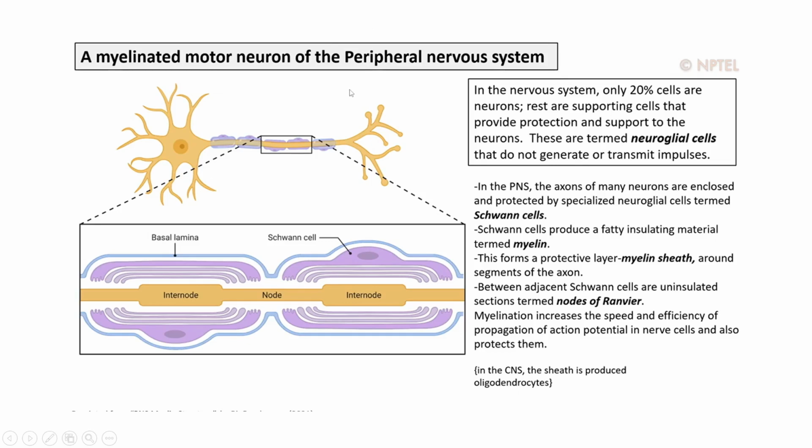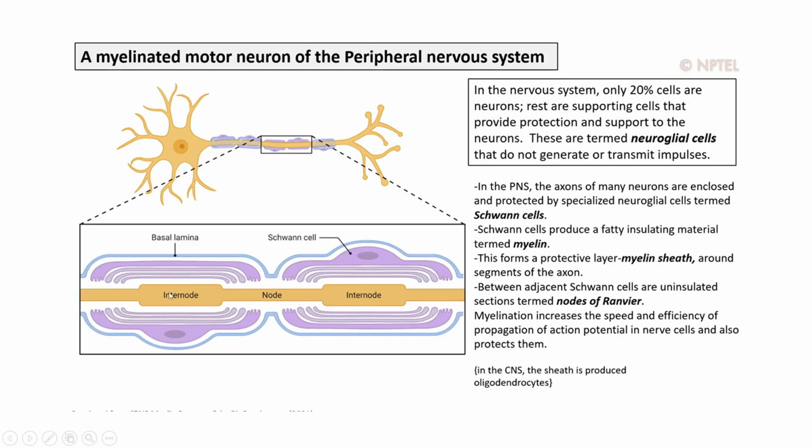Here you can see the myelinated motor neurons of the peripheral nervous system. So between the two internodes, so these are the internodes. Internodes are generally protected by the Schwann cells. Okay, the Schwann cells are there and the myelin sheaths are there. So internodes are protected by the Schwann cells, and the node region is not protected over there. Okay, so this node region is also called the nodes of Ranvier. So between adjacent Schwann cells is an uninsulated region. So this region is uninsulated, and it is called the nodes of Ranvier.